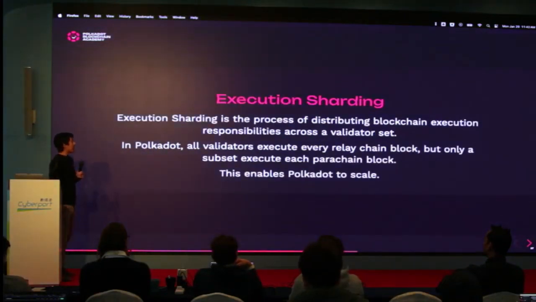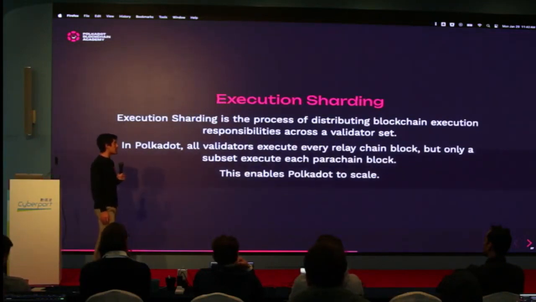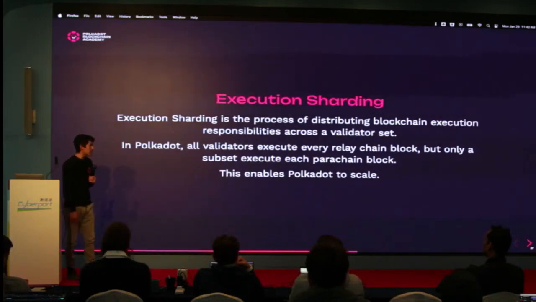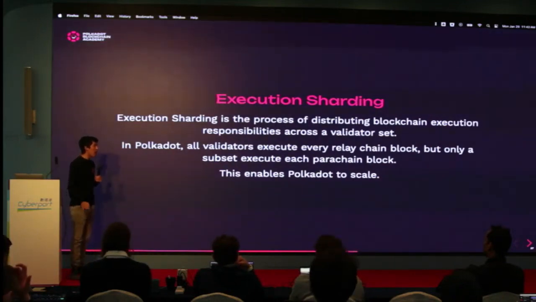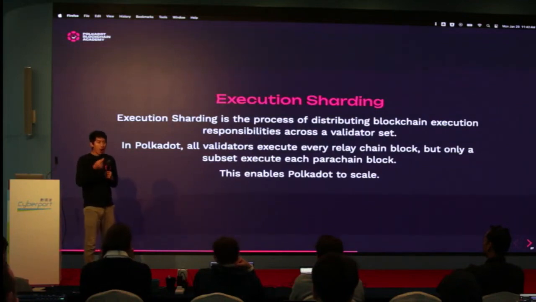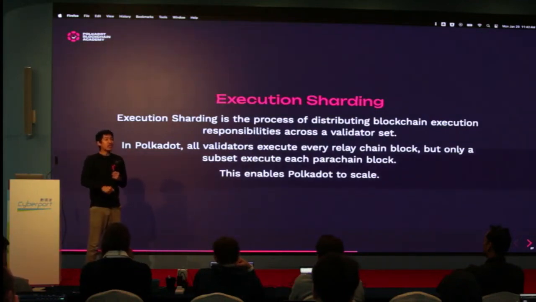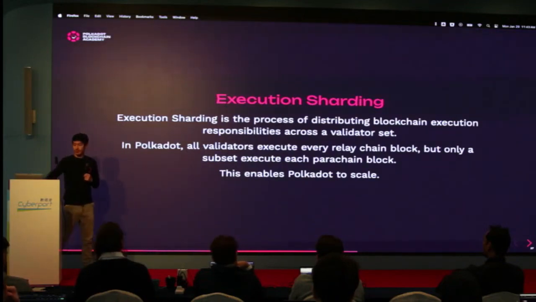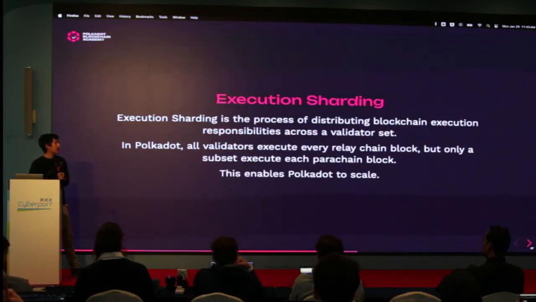Execution sharding is the process of distributing blockchain execution responsibilities across a validator set. In Polkadot, all validators execute every relay chain block, but only a subset execute each parachain block. This enables Polkadot to scale. So in this context, all the validators of Polkadot share the economics of the DOT token. They share the security of that economic backing. But they shard the execution of the individual parachains. This enables Polkadot to scale.